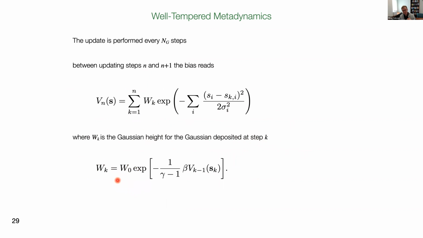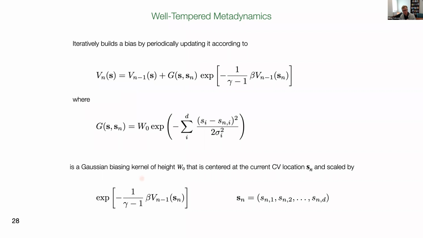And you can see one thing to notice that I forgot to mention is that the scaling factor depends directly on how much bias we already added at this place. That means that if we have added no bias to the current location, this scaling factor will just be 1. So it means that we just add the Gaussian with a full height. But if there is currently a lot of bias on the current location, the scaling factor will be much smaller than 1. So as we start to deposit Gaussians, this height goes to 0.